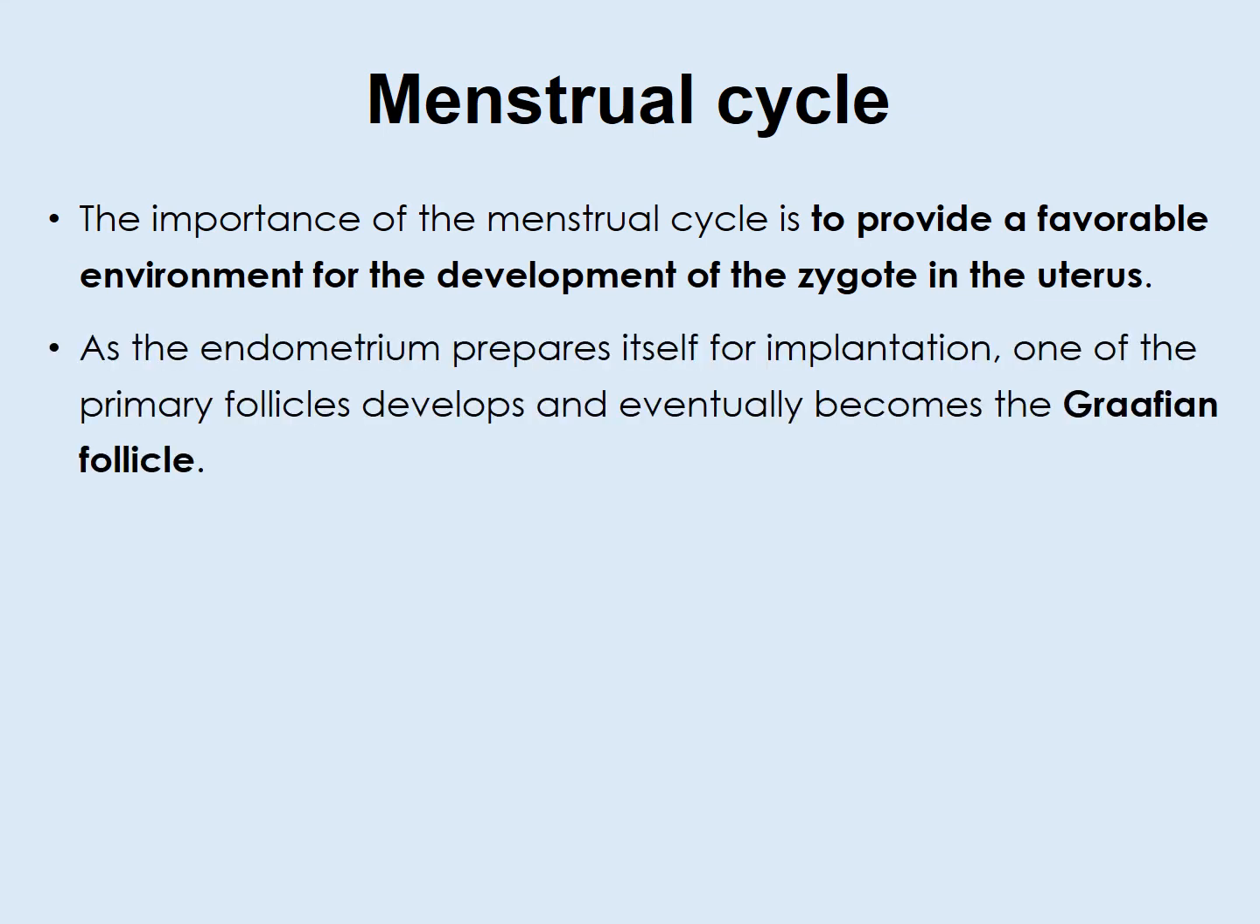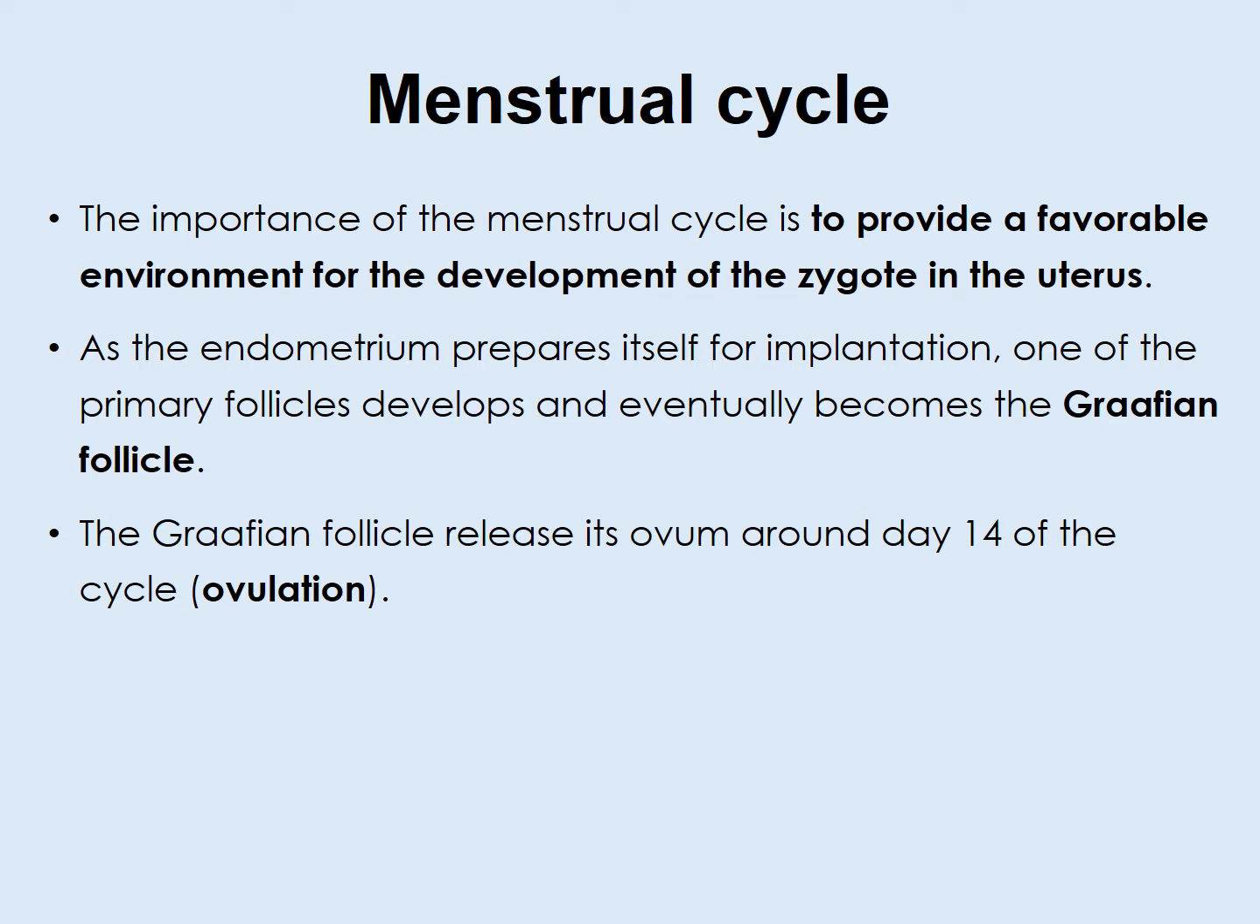As the endometrium prepares itself for implantation, one of the primary follicles develops and eventually becomes the Graafian follicle. The Graafian follicle releases its ovum, or what we call a secondary oocyte, around day 14 of the menstrual cycle. This process is called ovulation.